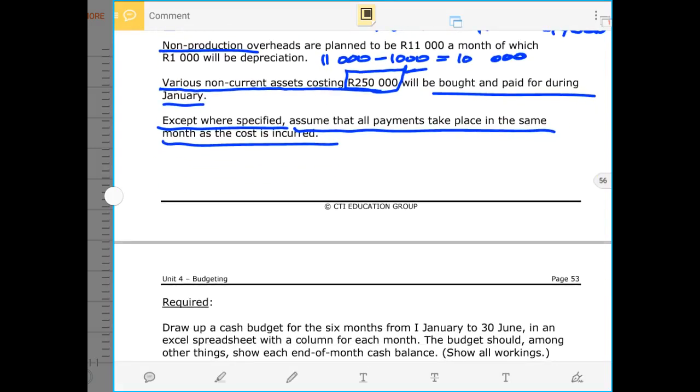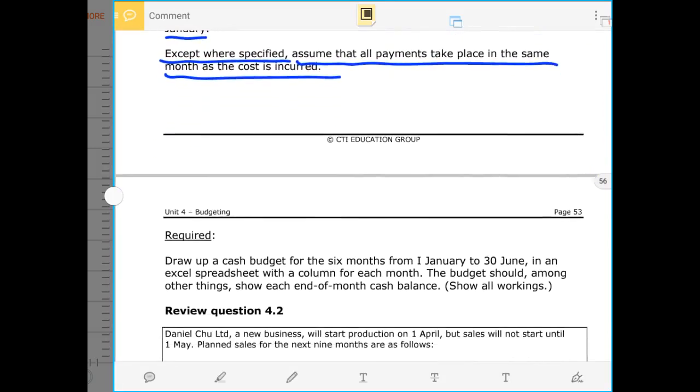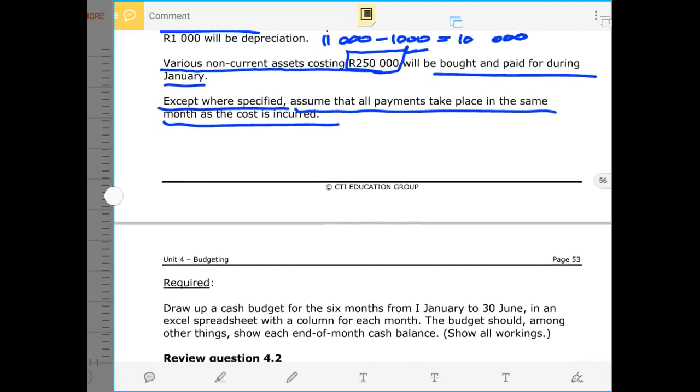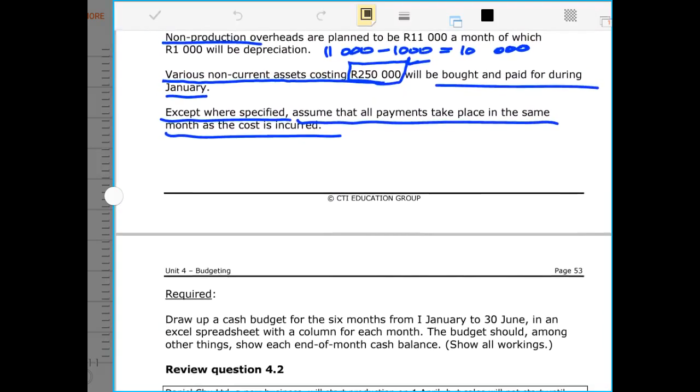Then after, we are given the requirements, and the requirements are not very specific. In the requirements, it says draw up a cash budget for 6 months starting from the 1st of January to the 30th of June, in an Excel spreadsheet. Obviously I will not be doing Excel, but I will do it manually, and you'll see all the calculations for each month.